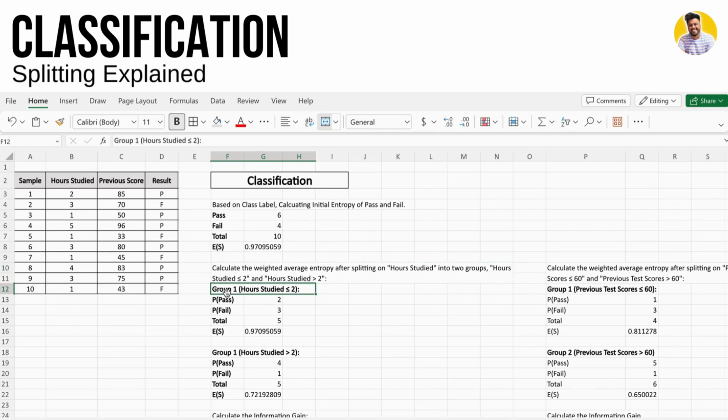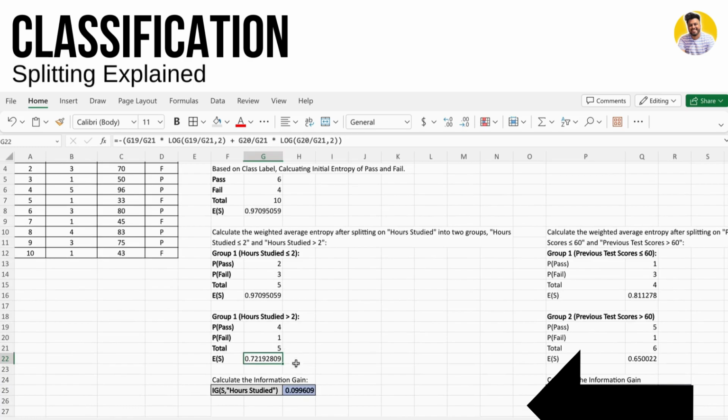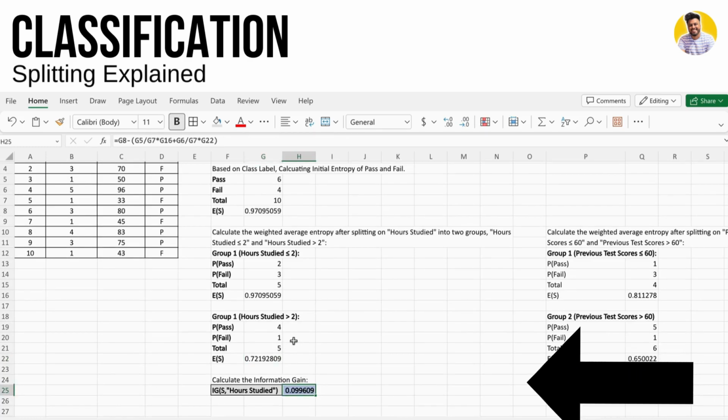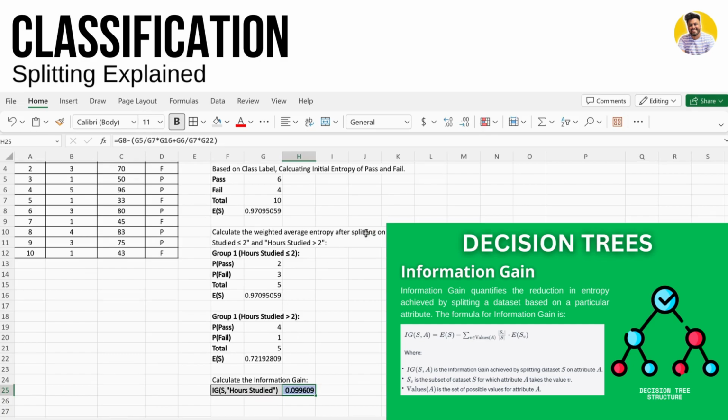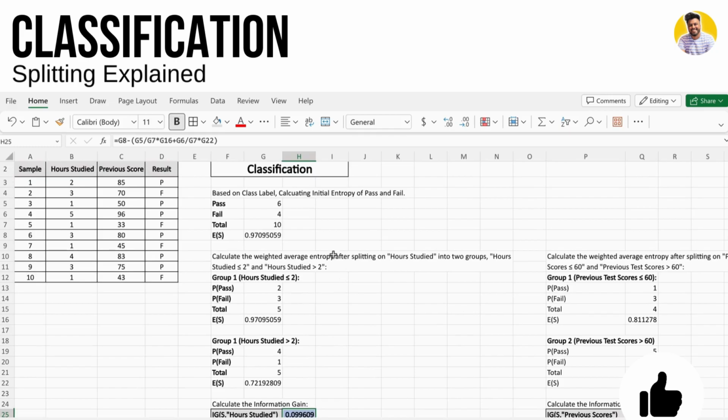I take the first group, calculate the number of passes and the number of fails, and then the total students in this group, and then I calculate the entropy of this group. Similarly I calculate group 2's passes, fails and total, and then calculate the entropy using the same formula shown on the right side. Then I calculate the information gain using this formula as you see on the screen, and the information gain that I got is 0.099.